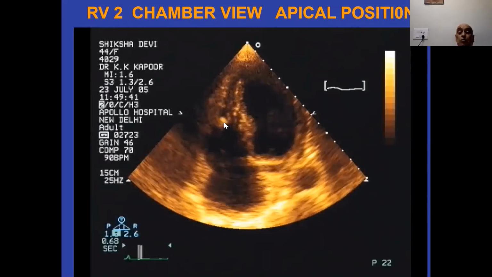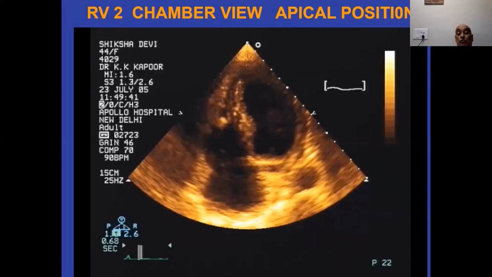So this moderator band is a very important transverse band of muscle between the apical 1/3 and the basal 2/3 of the right ventricle. And you can see this very clearly from this particular view. Now we have finished the apical positions, and now we go on to another coronal view, which is the subcostal view.